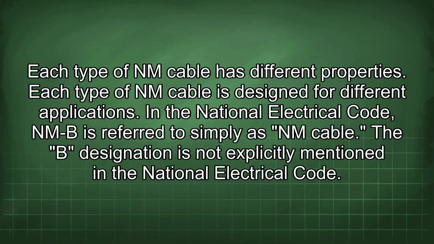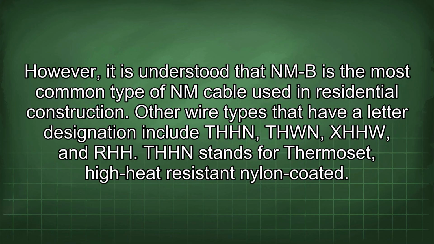In the National Electrical Code, NMB is referred to simply as NM cable. The B designation is not explicitly mentioned in the National Electrical Code. However, it is understood that NMB is the most common type of NM cable used in residential construction.